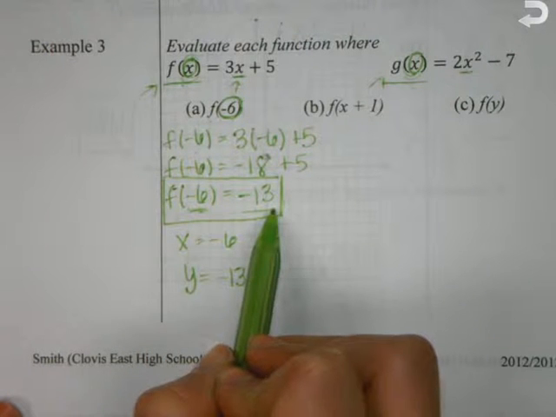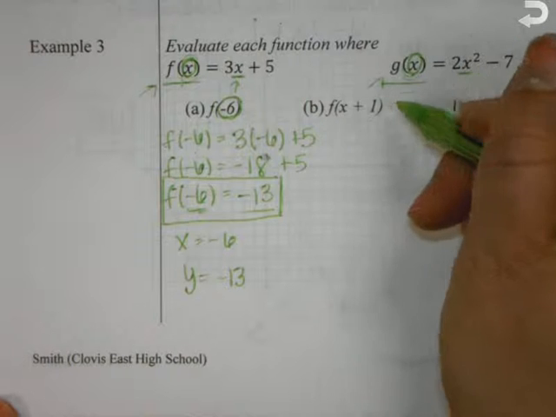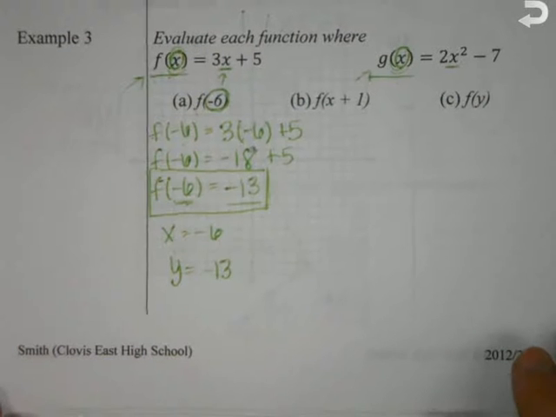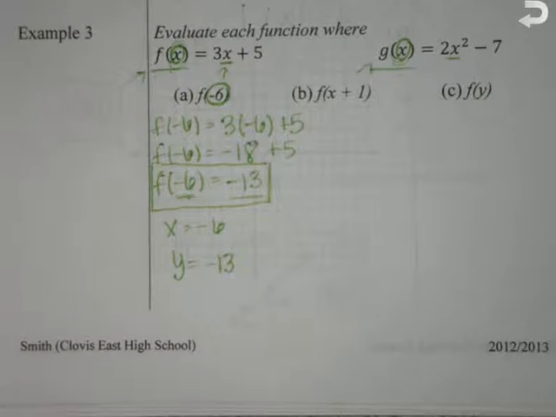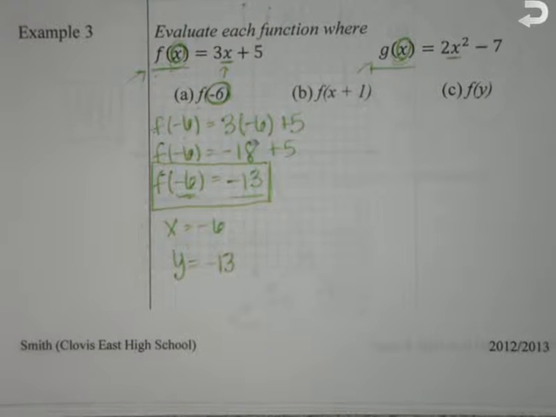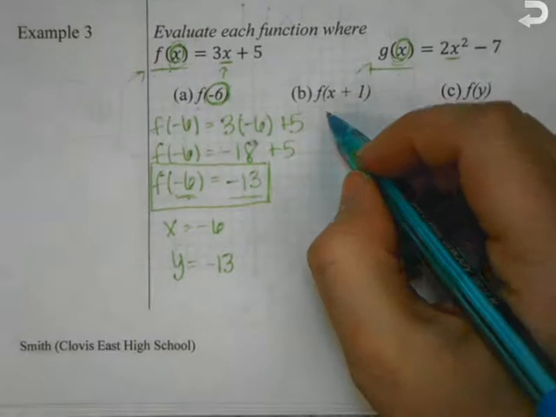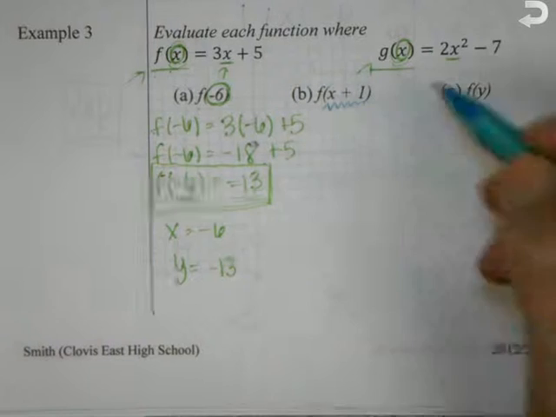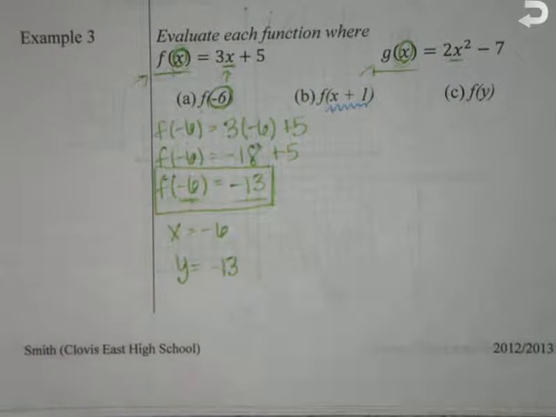So what happens when I put an expression inside? So part B, f of x plus 1. What am I going to plug in? X plus 1. You want to make sure you put it in parentheses. So f of x plus 1 gives me 3 times x plus 1 plus 5.